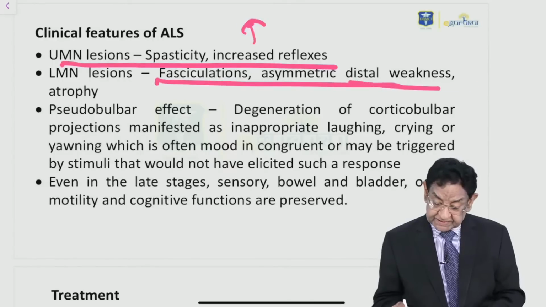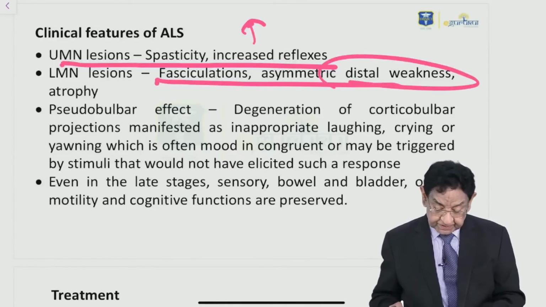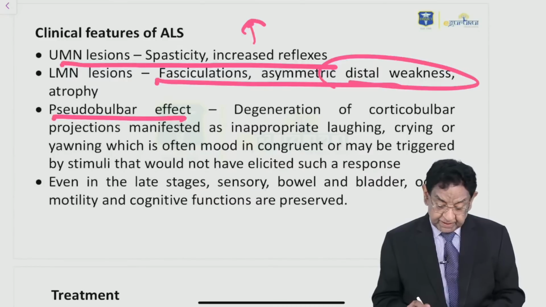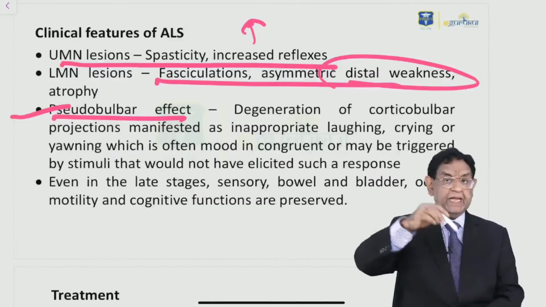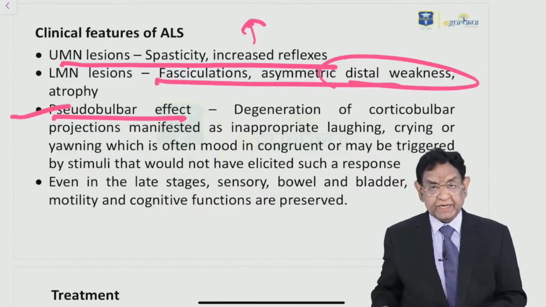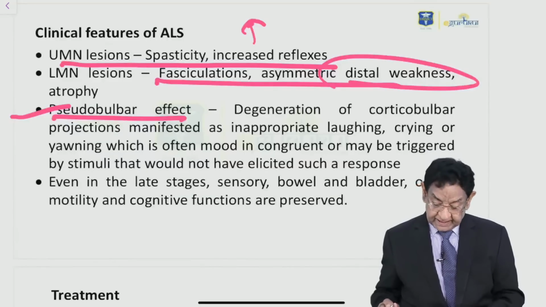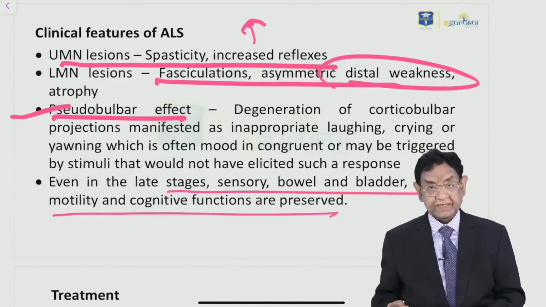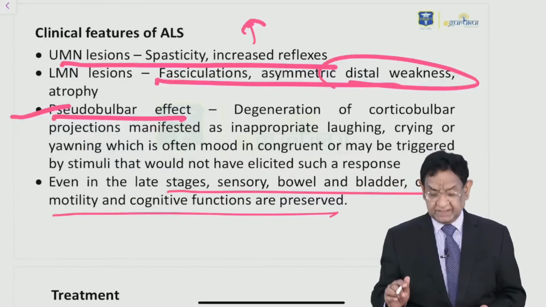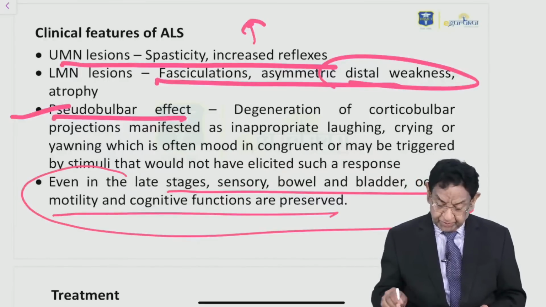Fasciculation, asymmetrical distal weakness, it is there in our patient. We can have pseudobulbar affect, the point I told you. Abnormal behavior: at a funeral he laughs, in a party he cries. And bowel and bladder are not involved. This is classical, a very, very important point.